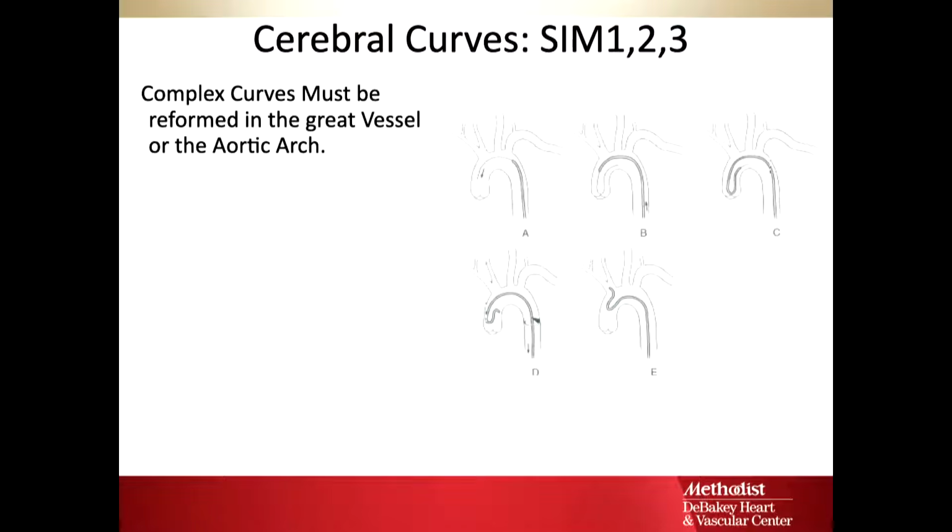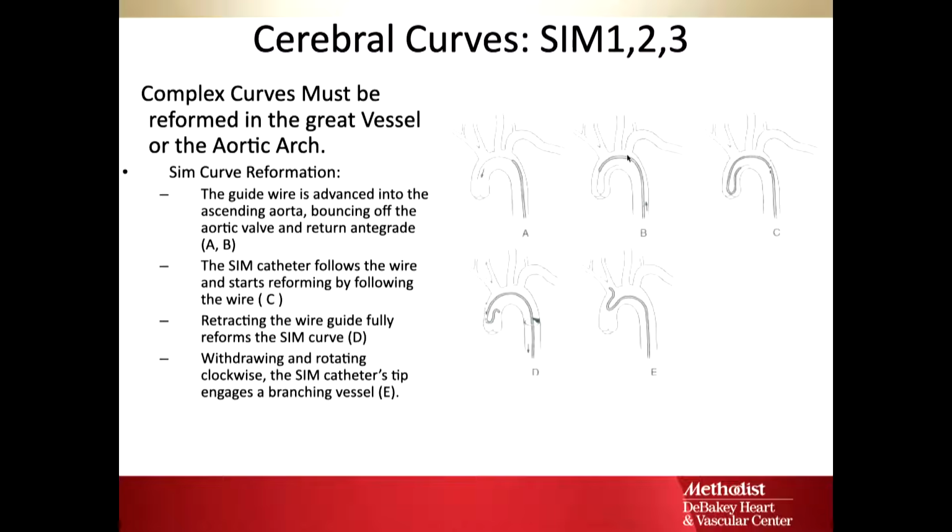So you've got to reform. The other way you can reform these is to put a wire up into the subclavian arteries. The wire now comes out the subclavian. You advance the catheter so that the curve here is sitting right at the origin, and then you push forward. A third way you can do it is over the aortic bifurcation, but that's not done very often.